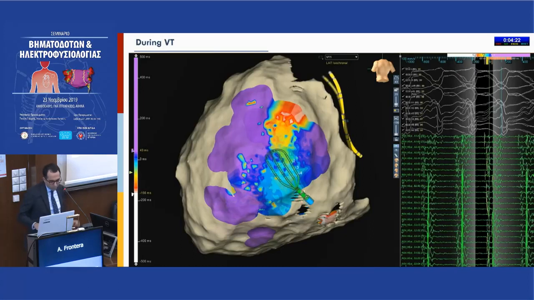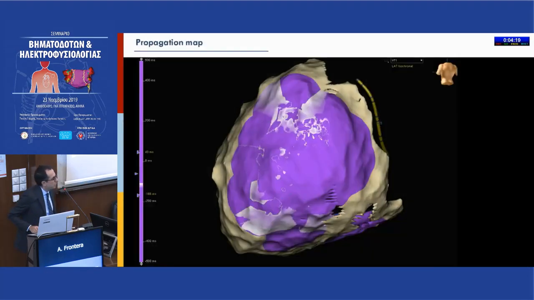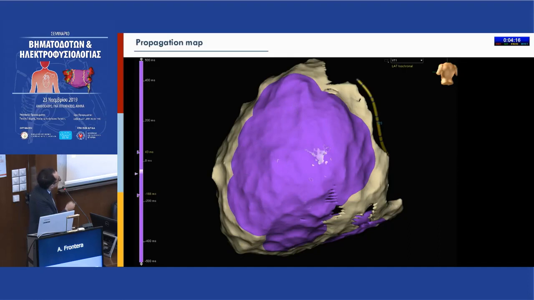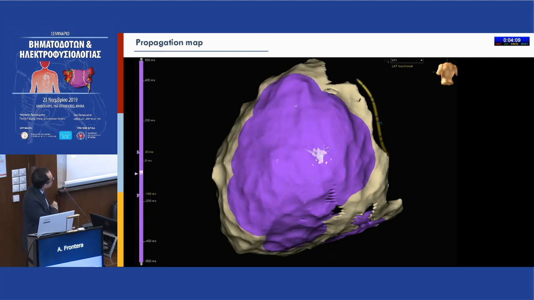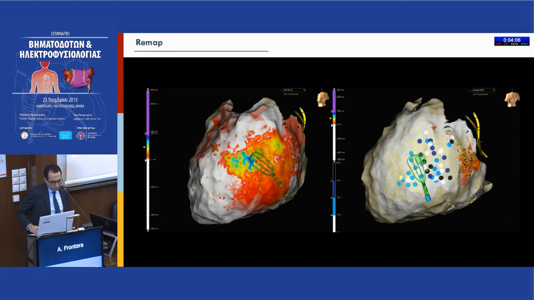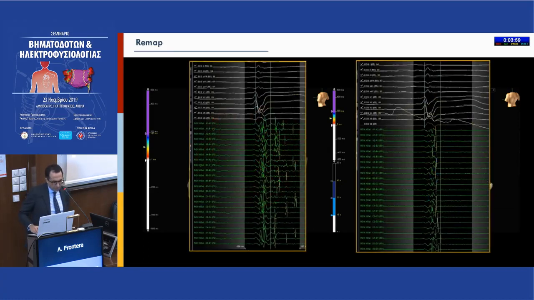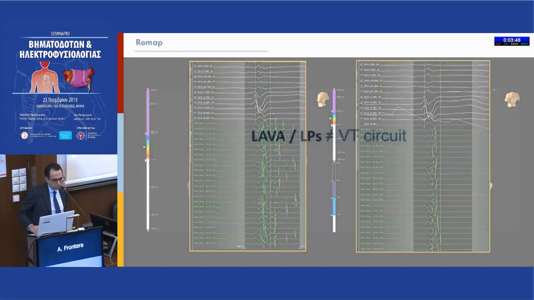So this is what we do in our lab to depict the full diastolic cycle length. And this is the propagation. You see the entrance, the exit, outer loop, then there is a wavefront collision here, entrance, isthmus, and so on. And this is the remap. You see before and after. There is no more late potential at the same area. So before and after. This is the late potential activity, and here at the same place, there is a complete abolition of late potential.